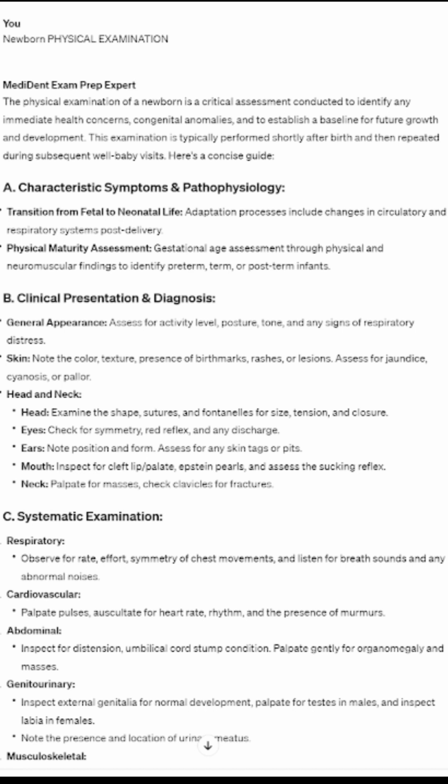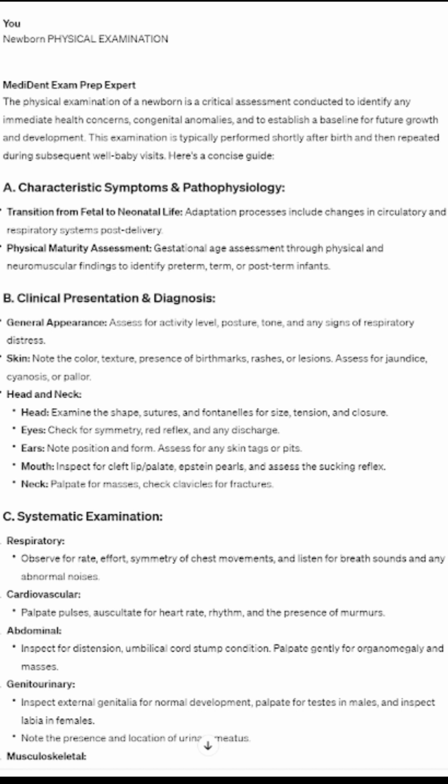Observe for rate, effort, symmetry of chest movements, and listen for breath sounds and any abnormal noises. 2. Cardiovascular: palpate pulses. Auscultate for heart rate, rhythm, and the presence of murmurs. 3. Abdominal: inspect for distension and umbilical cord stump condition. Palpate gently for organomegaly and masses.